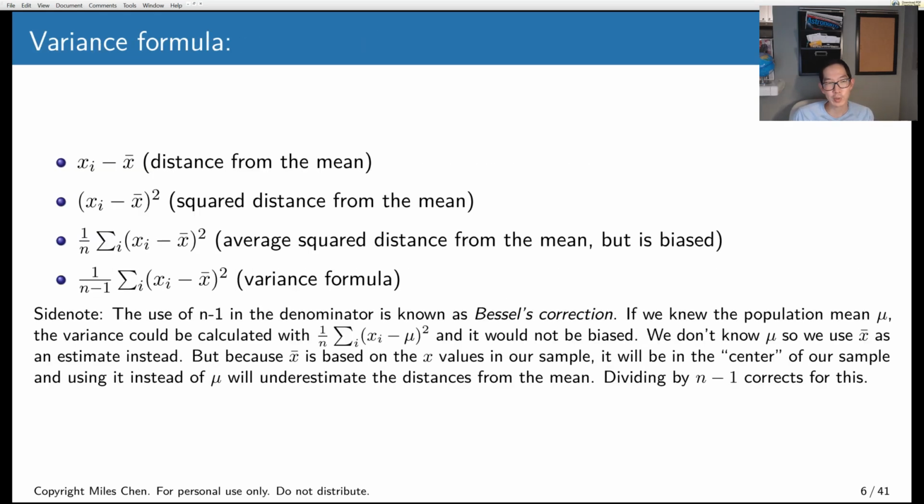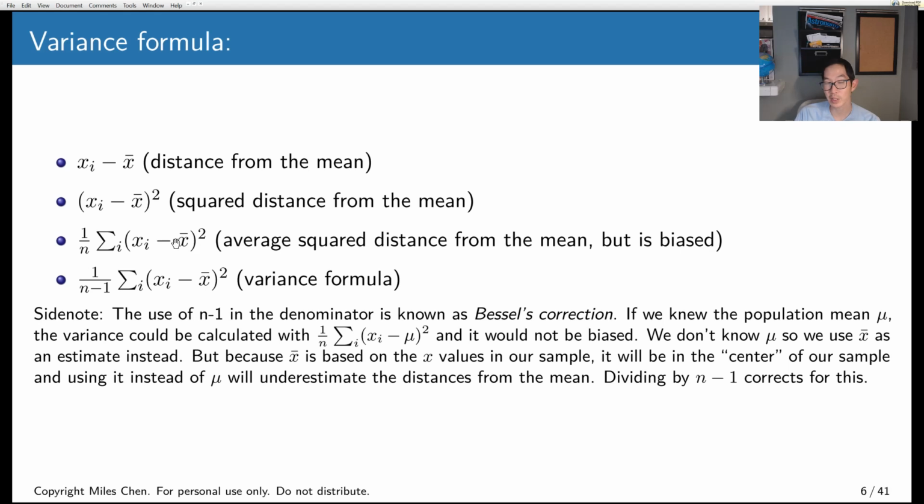The formula for the variance is done this way. You get your distances from the mean, you get your squared distances from the mean, and then you add them up and divide by n. That would be your average squared distance from the mean. This would be how you would calculate the variance if you have the entire population.